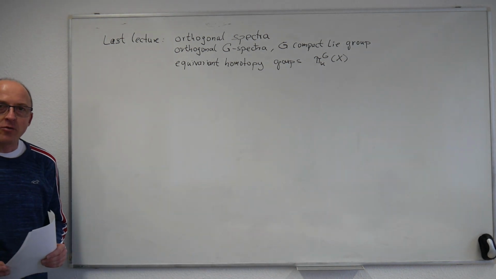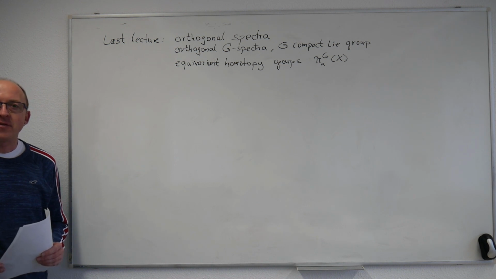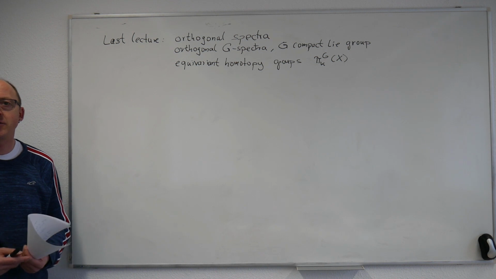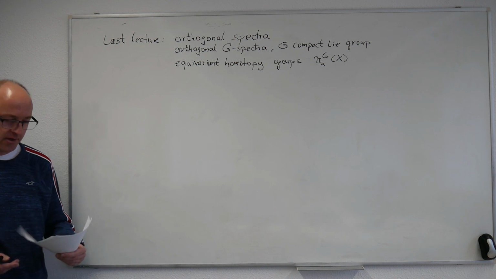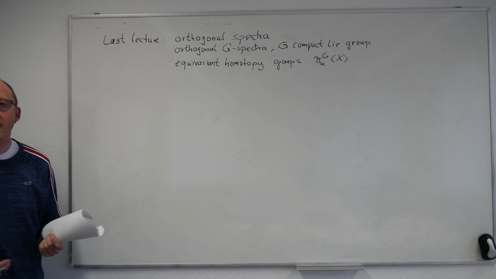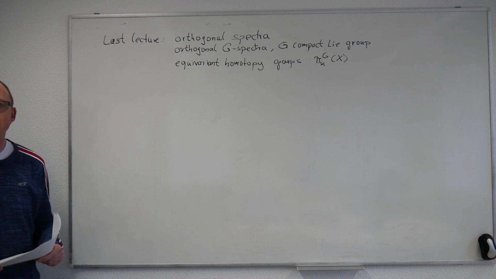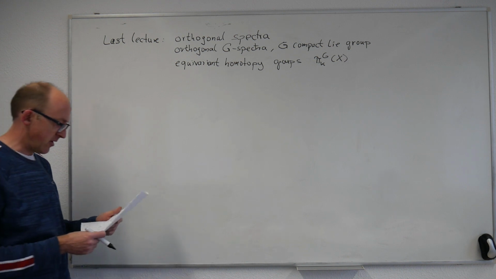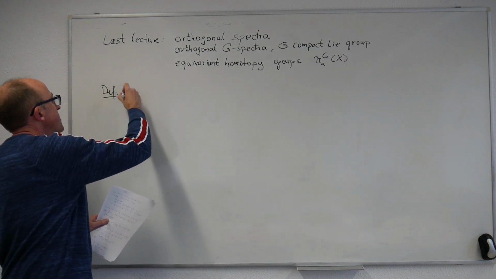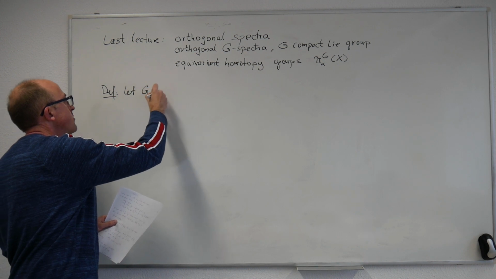Today I want to make a few more comments on the equivariant homotopy theory for one particular Lie group at a time, and then later I will turn to global aspects of the theory. Let me introduce the most important kind of equivalence that we want to consider when studying orthogonal G-spectra. So here's a basic definition. So let G be a compact Lie group.